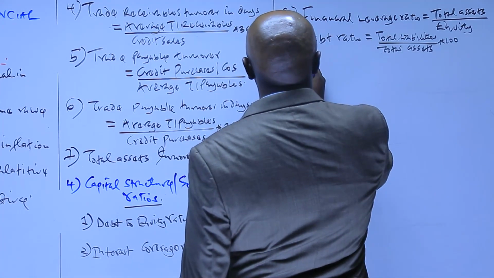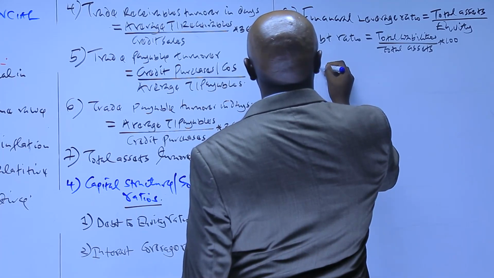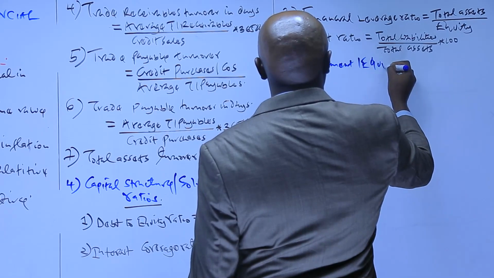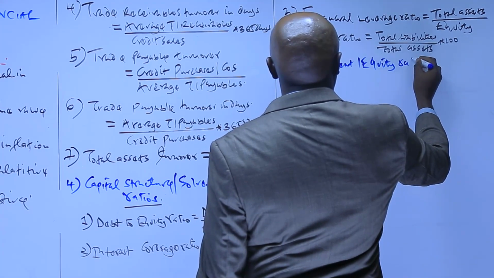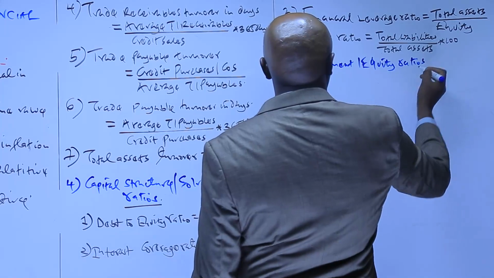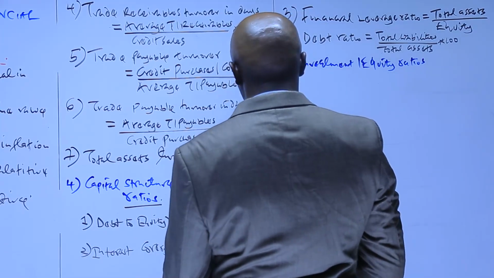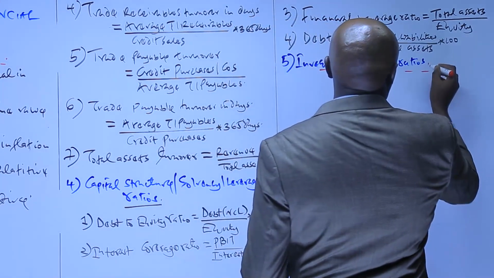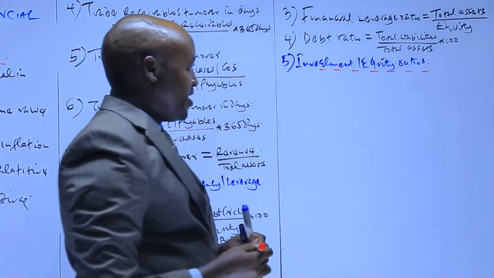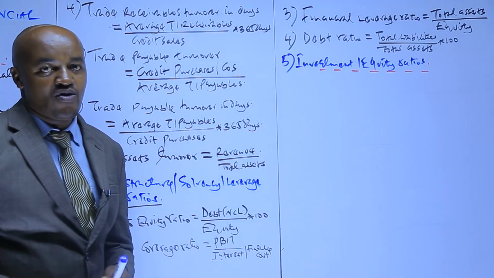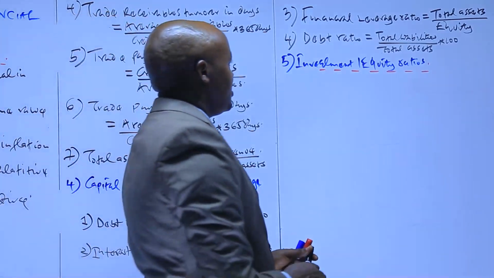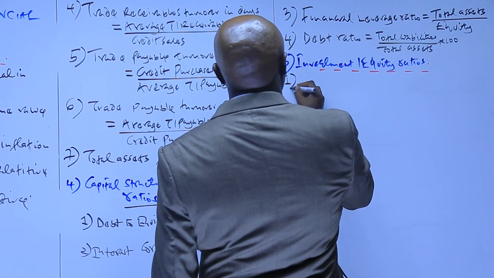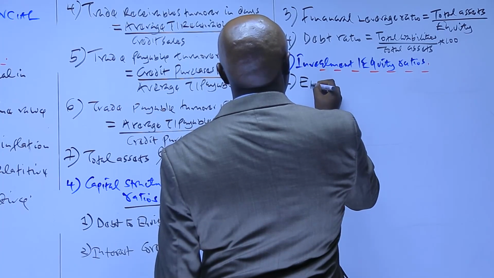Finally, I want us to look at the investment or equity ratios. And recall, we say that these are ratios computed to help the equity shareholders, that is the ordinary shareholders, in terms of evaluating how well the investment in the company is performing. So we have a number of investment or equity ratios, which include number one, the earnings per share.